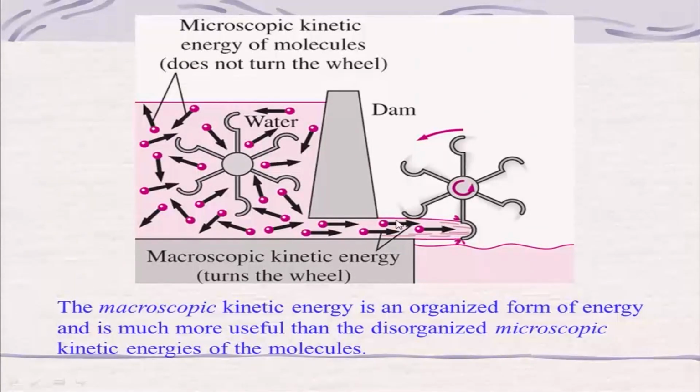This is kinetic energy and these are also kinetic energy, but one is the microscopic form, the other is the macroscopic form. So the objective of thermodynamics is basically to convert this microscopic, or unorganized, form of energy into organized form. So that is true with a country also.